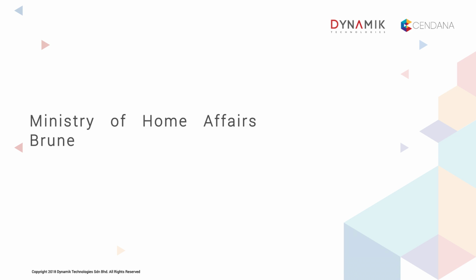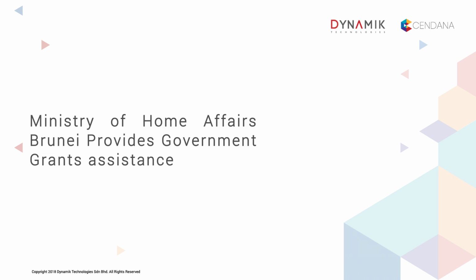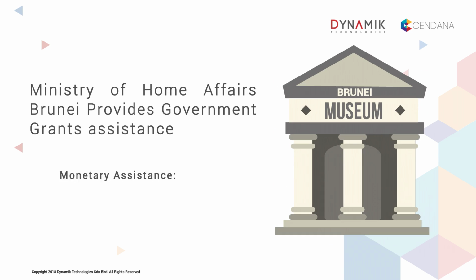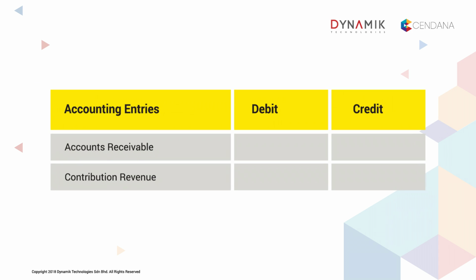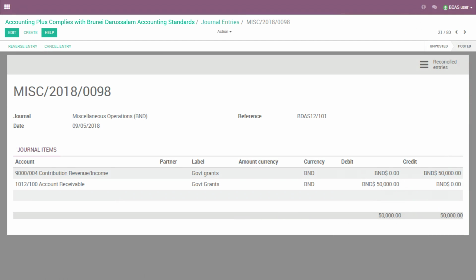Moving on to the scenario sample for BDAS 12.1, which is to record government grants. Ministry of Home Affairs Brunei provides government grants assistance to Brunei Museum in the form of monetary assistance at $50,000. Accounting entries for recording notification of government grants will be debit the accounts receivable for $50,000 and credit the contribution revenue for the same amount. Accounting entries will only be recorded during the receiving of government grants, which is the second accounting entries where cash is debited with $50,000. This is how the sample entry is being drafted out in Accounting Plus under Journal Entries.